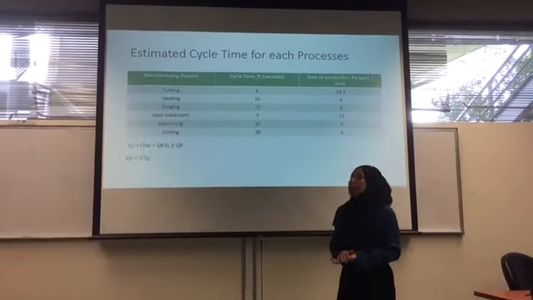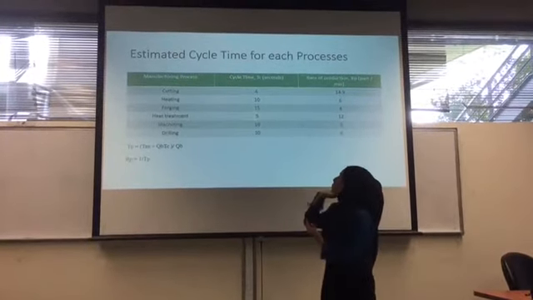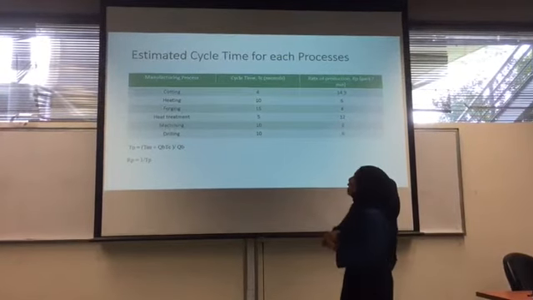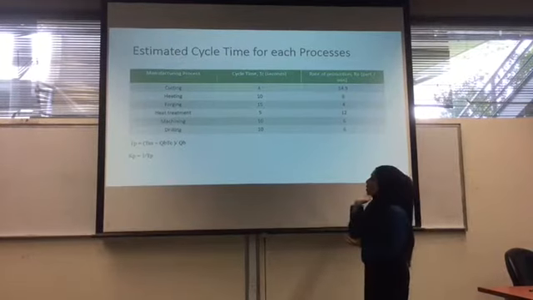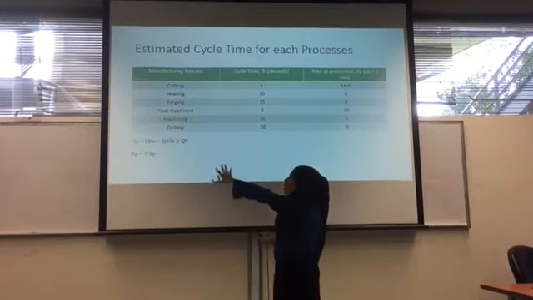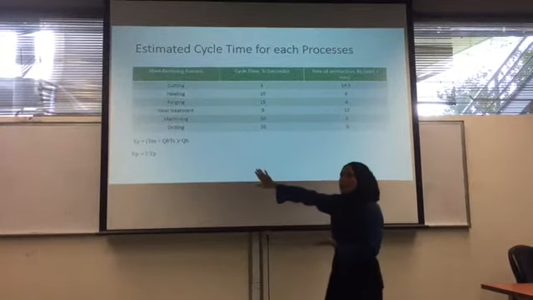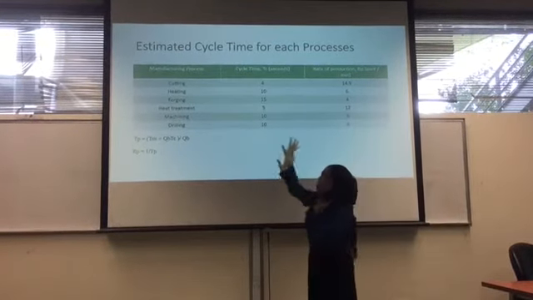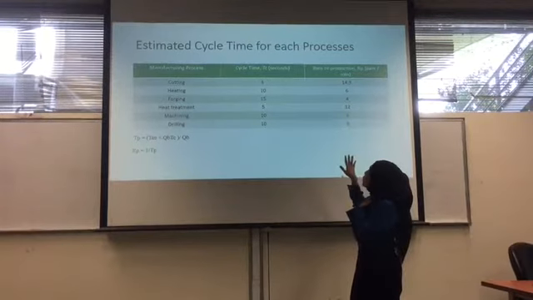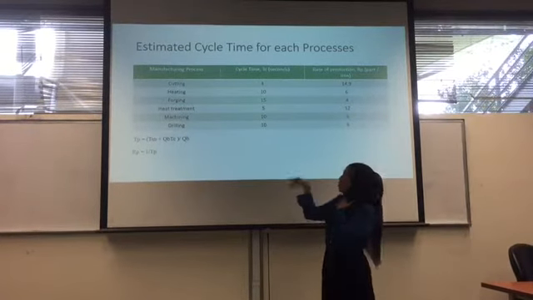Today I'm going to proceed with the estimated cycle time for each process. So basically, for the cycle time for each process we'll assume, in order to get the rate of production, these are the formulas that we use in order to get the rate of production, and these are the cycle times that we assume to be used inside the formula.